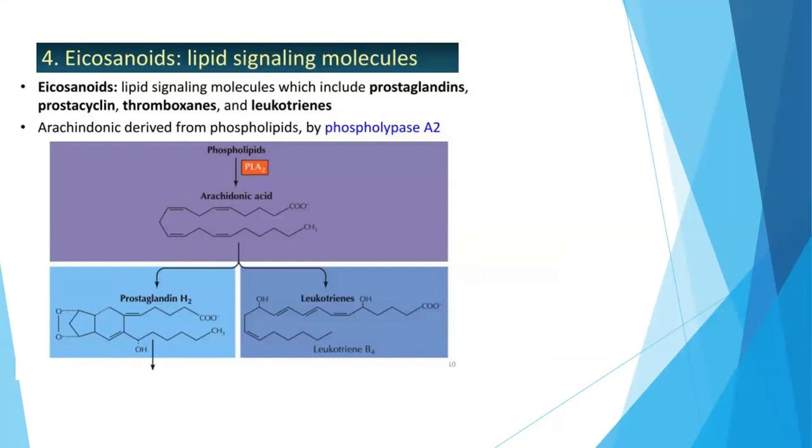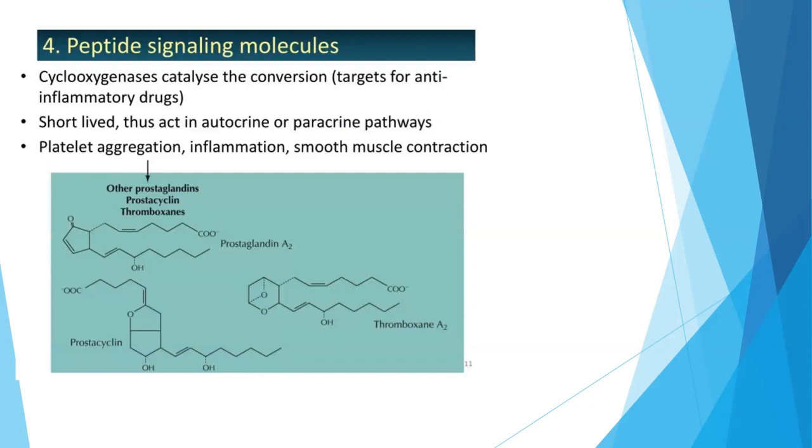Eicosanoids are lipid signaling molecules, which include prostaglandins, prostacyclin, thromboxanes, and leukotrienes. Arachidonic acid is derived from phospholipids by phospholipase A2, and the cyclooxygenases catalyze the conversion. They are short-lived, thus they act in autocrine or paracrine pathways. Platelet aggregation, inflammation, and smooth muscle contraction all occur through these signaling molecules.